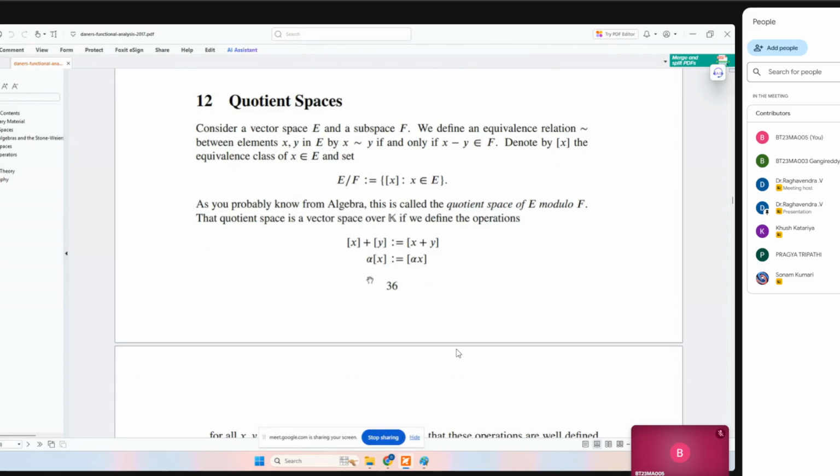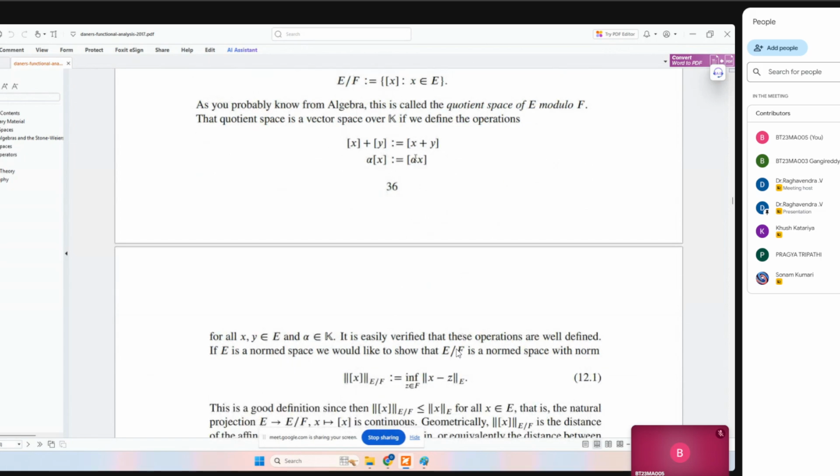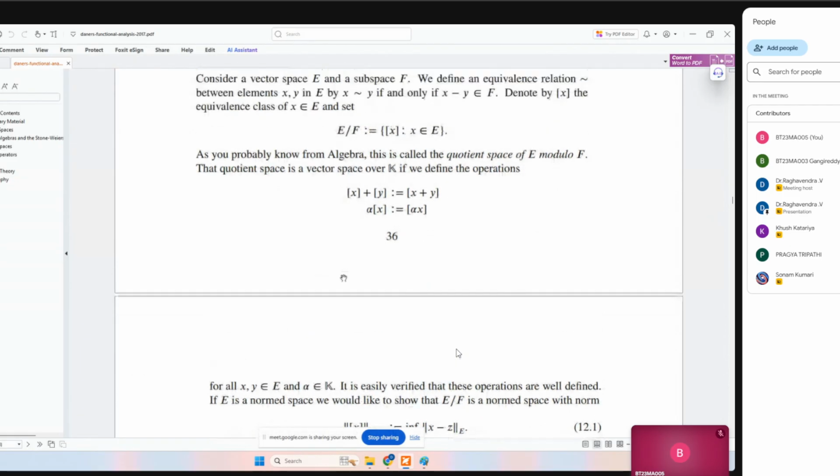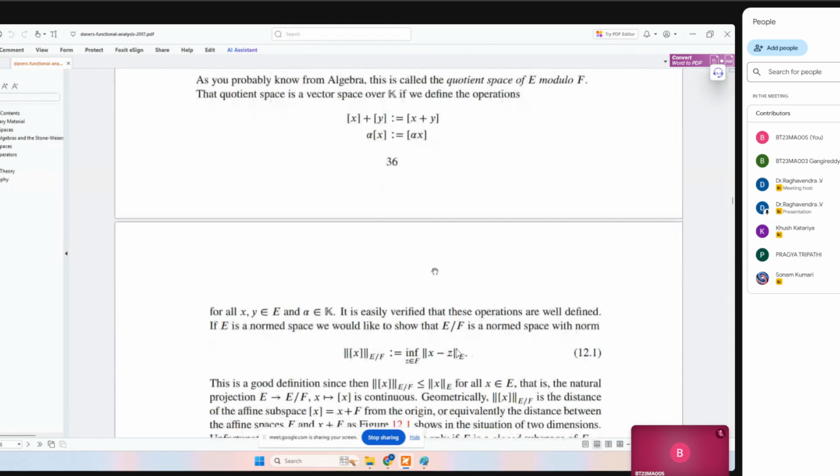How do you define scalar multiplication? Alpha times x is the coset generated by alpha x. Then these two maps, plus and the scalar multiplication, make it a vector space. Okay. So with these two algebraic operations, this E over F becomes a vector space. Standard thing that you would have done in linear algebra. If you have not done it, I am doing it now anyway.